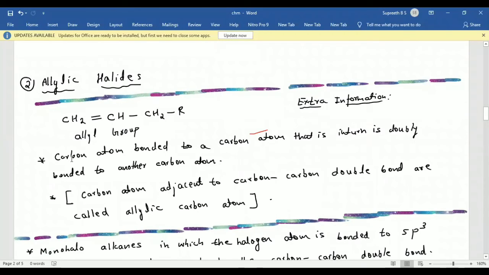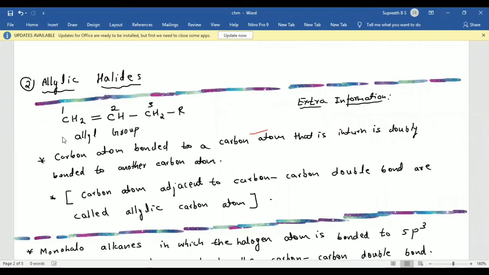Now how to identify an allylic group? In case of an allylic group, we have a carbon atom that in turn is bonded to a doubly bonded carbon atom. Now you can observe this example. This one is a carbon atom, right? That is bonded to one carbon atom, and that carbon atom is involved in a carbon carbon double bond. If you take the three carbon atoms here, this one is the first carbon, second carbon, and third carbon. This third carbon atom is called the allylic carbon.